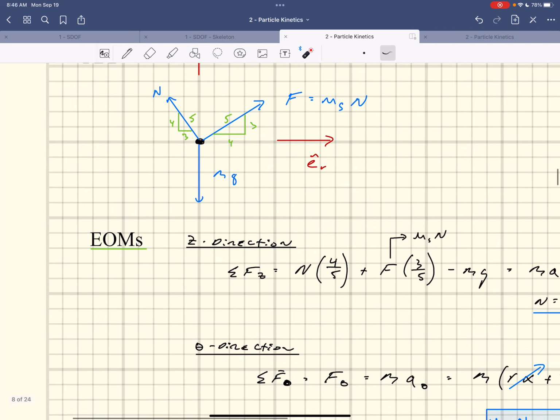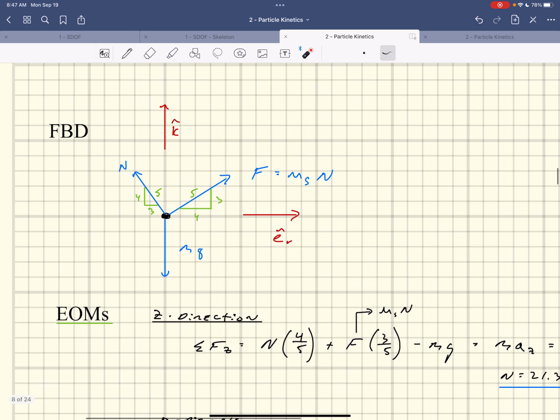Little trick here is, so for in the z direction, in this direction right here, I just say, okay, well, the vertical leg of this is 4, and the hypotenuse is 5. So it's 4/5 times the normal force would give me the vertical component of this. It'll give me that one, right? And then on this one over here, the vertical component is 3, and the horizontal is 5. So it's just 3/5 times that.